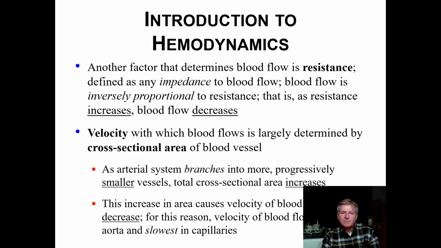Velocity with which blood flows is largely determined by the total cross-sectional area of the blood vessel. So as your arterial system branches into more progressively smaller blood vessels, your total cross-sectional area increases. Therefore, your capillary beds will have your largest total cross-sectional area. Therefore, your velocity of blood flow is slowest in your capillary beds and fastest in your aorta.